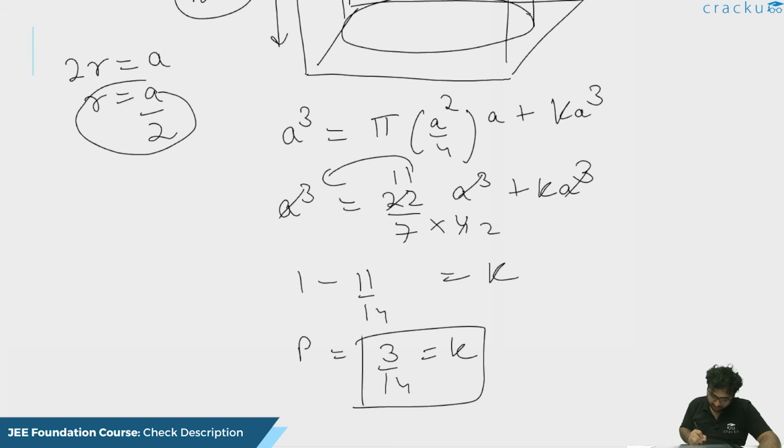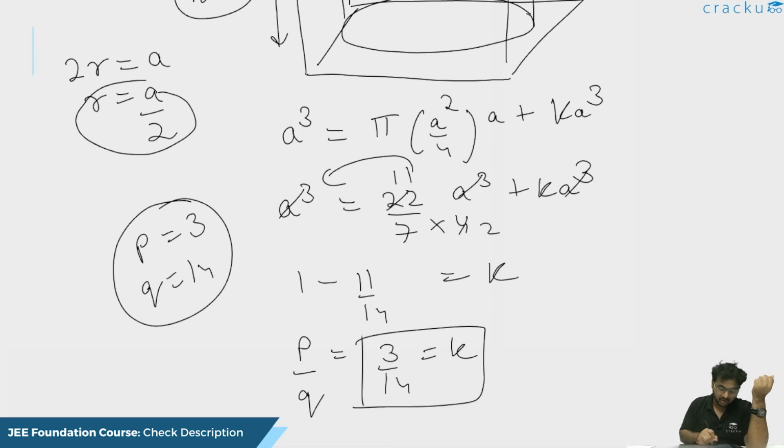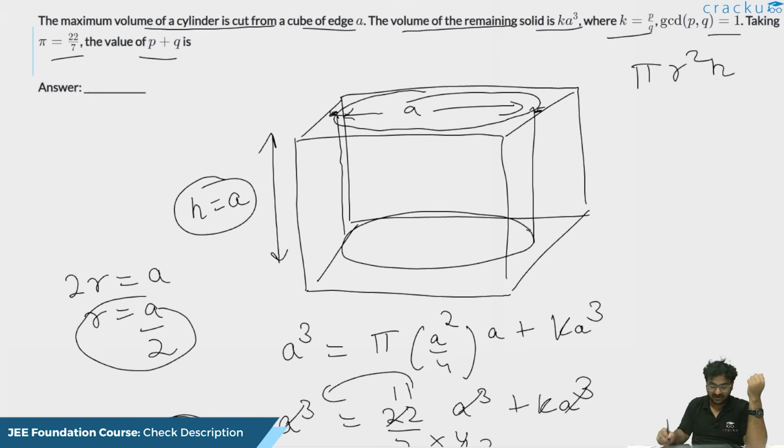Now this is in the form of p by q. Okay. And the highest common factor between 3 and 14 is 1 itself. So p by q will be 3 by 14. So p is equal to 3 and q is equal to 14. Now it is asked the value of p plus q, which will be 3 plus 14, which is 17. Hence 17 is the correct answer.